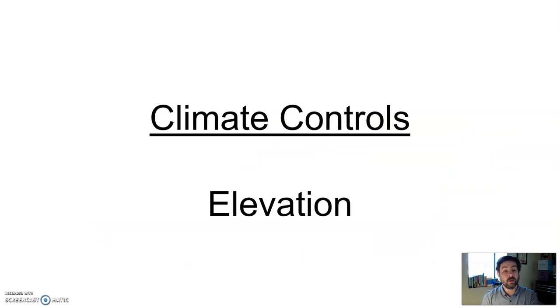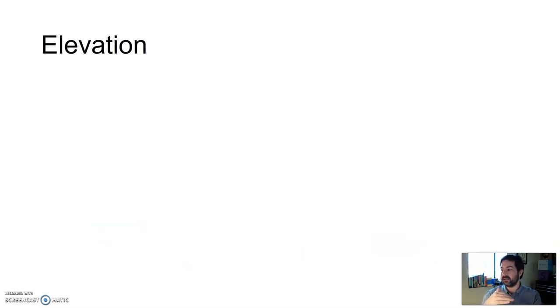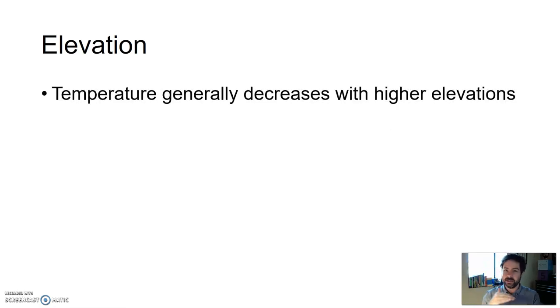All right? One of those being elevation. Elevation is a measurement of how high above sea level you are. So temperature generally decreases with higher elevations. Here in Arizona, think about Phoenix and Flagstaff.